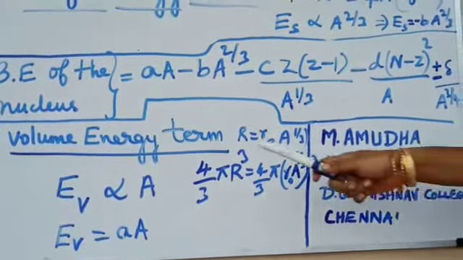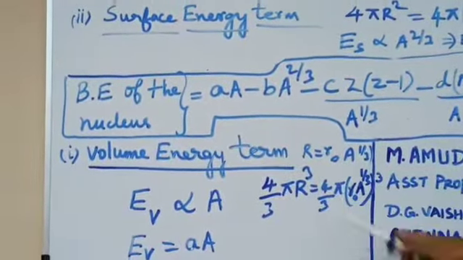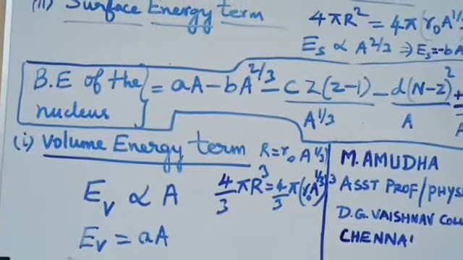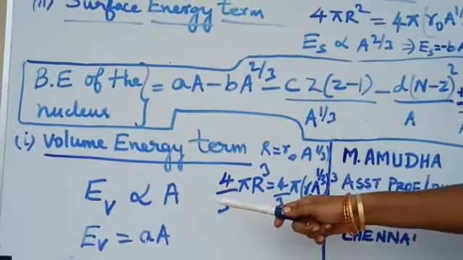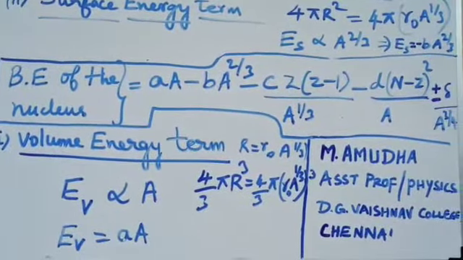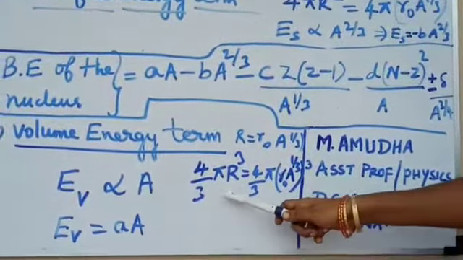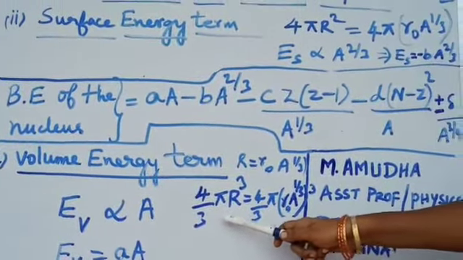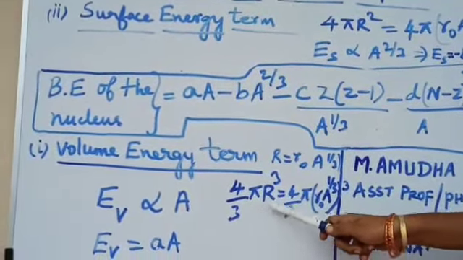So the first one is the volume energy term. We will see the detailed part of this, how we are writing this volume energy term as AA. So usually the volume energy term is represented as E suffix V. The volume energy depends upon the volume of the nucleus. So you know the nucleus is in the form of a sphere. So the volume of a sphere is 4 by 3 pi r cube.